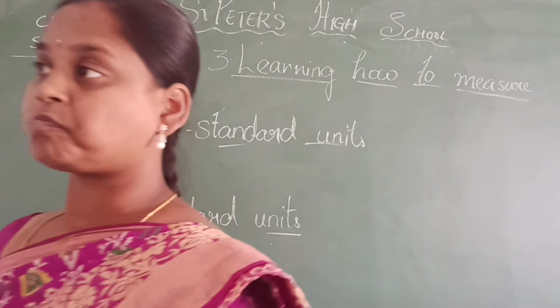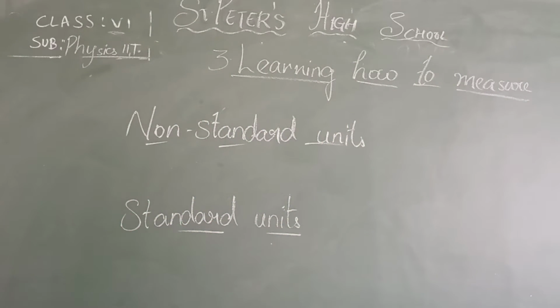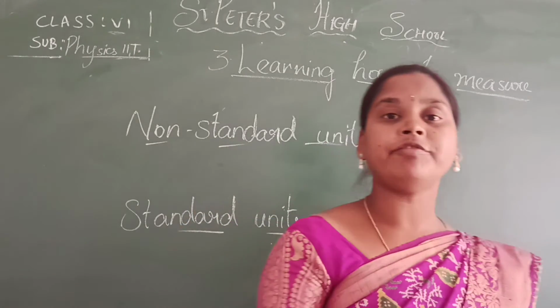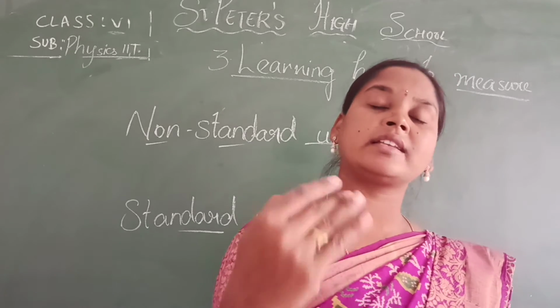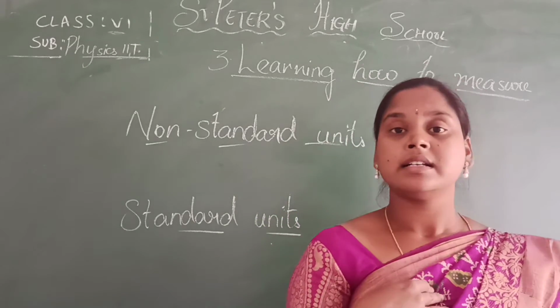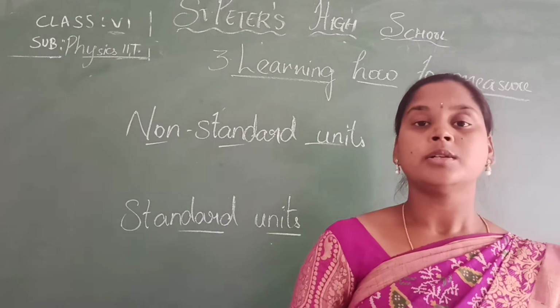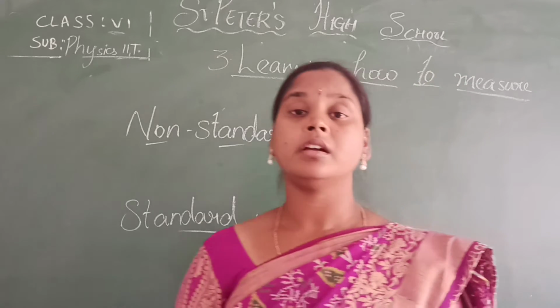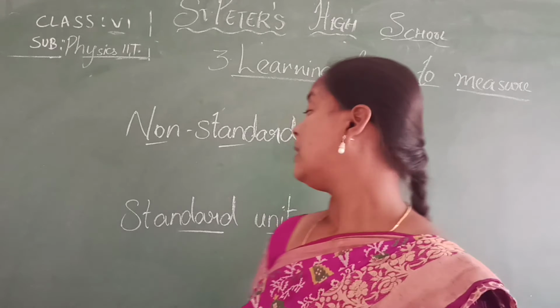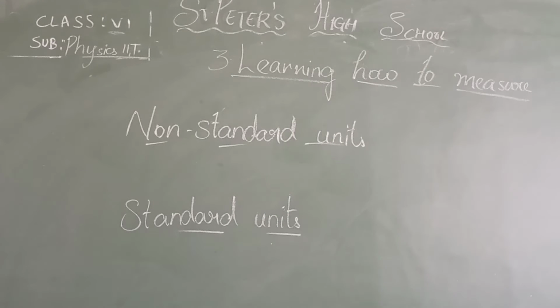Next, standard units are those which will be the same for all places and all persons. The meter scale is the same for you and for me. If you measure with the scale, you will get the same reading, and if I measure this book with the scale, I will get the same reading. Yes or not? So these are the standard units. We have different types of standard units, like meters and kilometers. Non-standard units will not be the same for all persons, whereas standard units will be the same for all persons, and we will learn some of the units here.